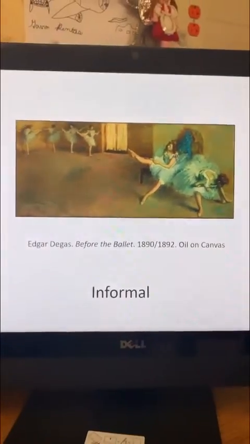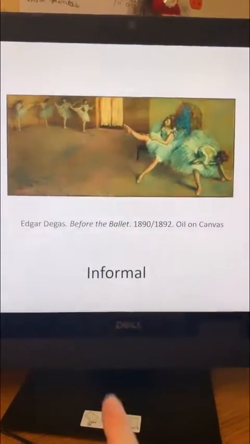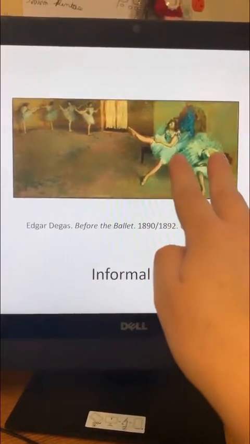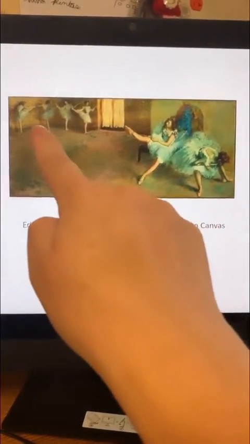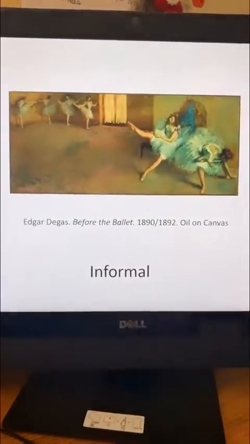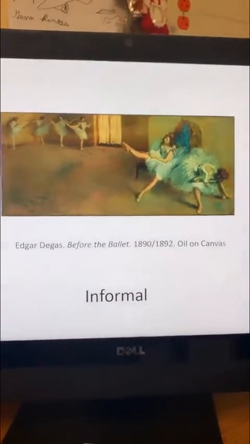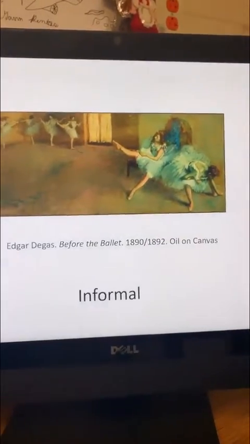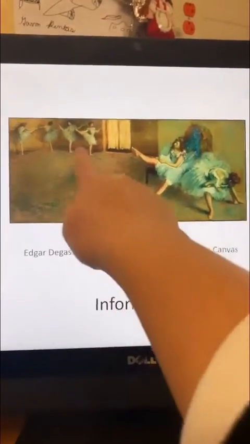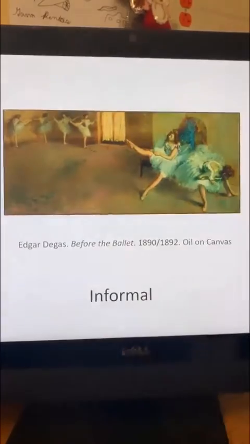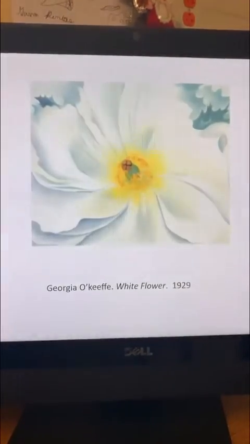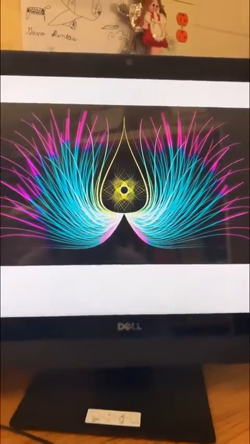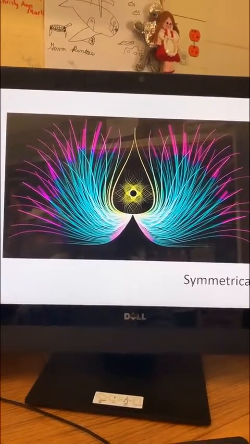This is another example of an informal painting. The imaginary line is right here. These two larger ballerinas are balanced out by the four smaller in the background. So you can see that informal balance is helped out by shapes or objects and the number of objects versus the size of the objects. This is an example of radial balance. This is another example of symmetrical balance.